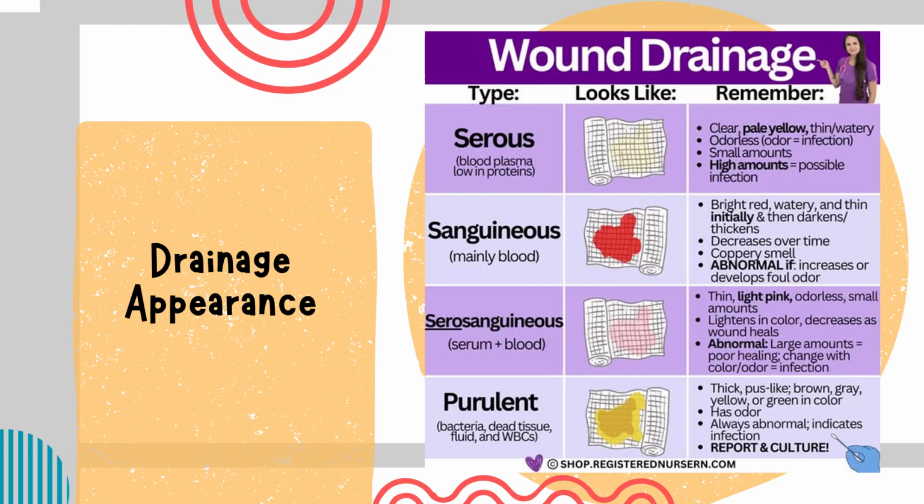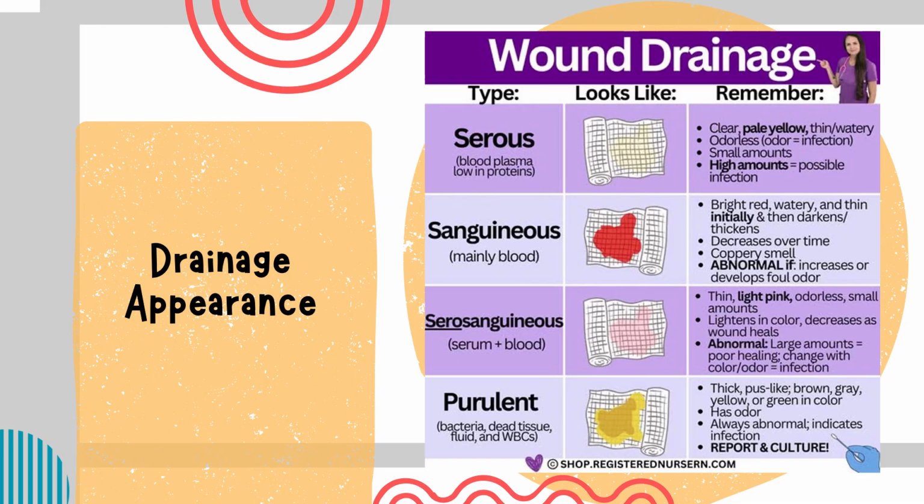If for some reason it is increasing, then we do need to notify the provider. Typically, it'll have a coppery metal smell with it. That's just the smell of blood. Again, it's going to be an abnormal finding if you notice a wound or any type of drainage, if that sanguinous drainage increases, or again, there's an odor, we're thinking an infection.